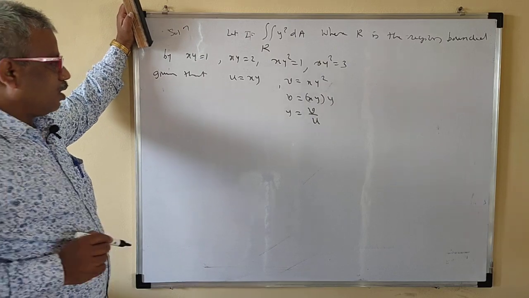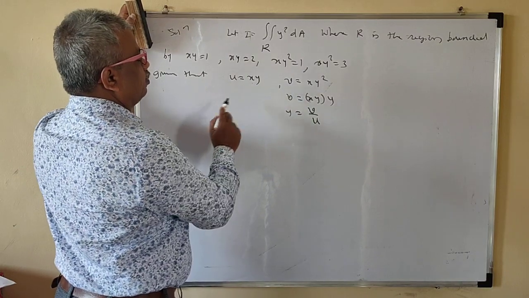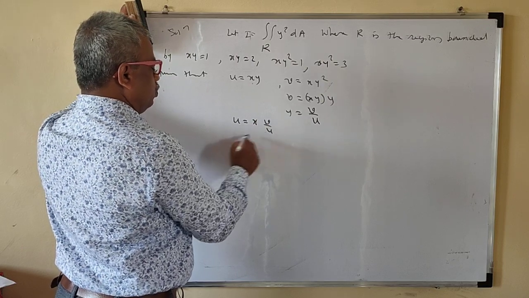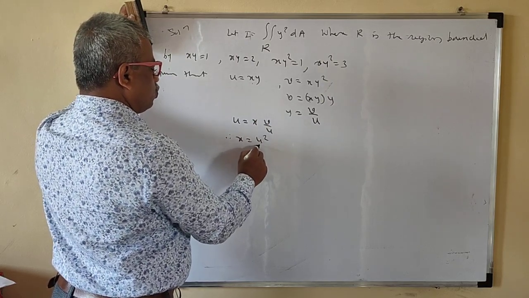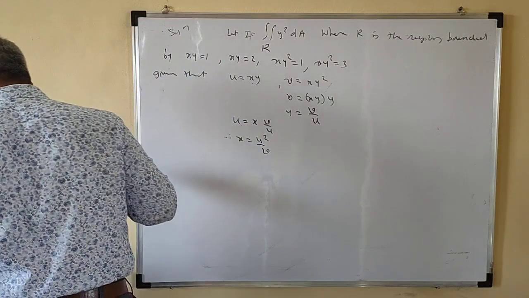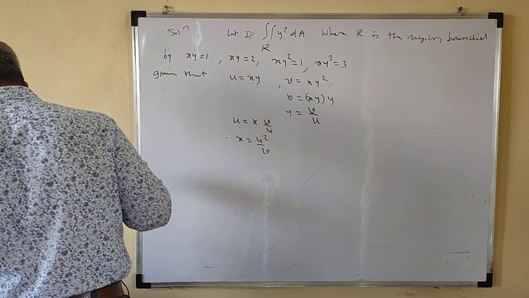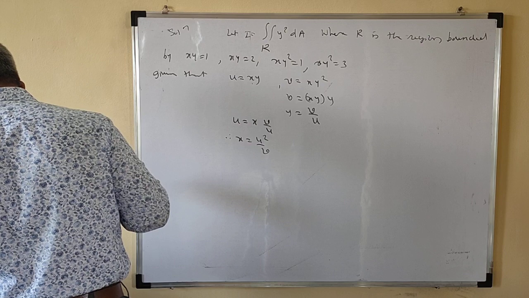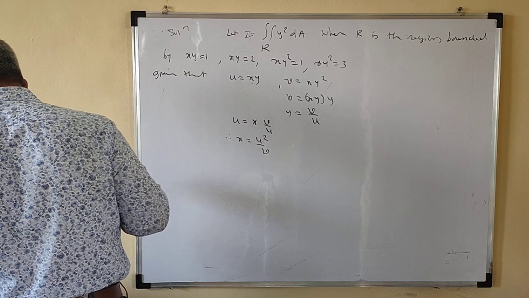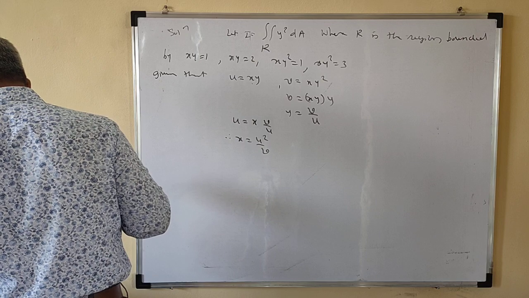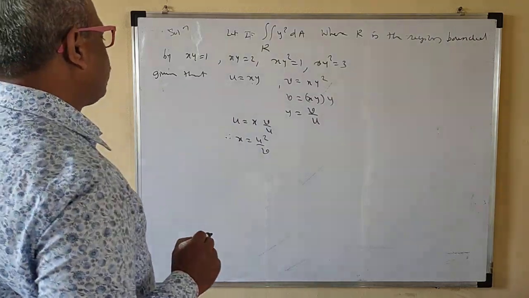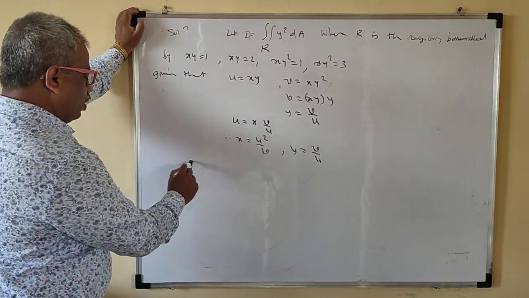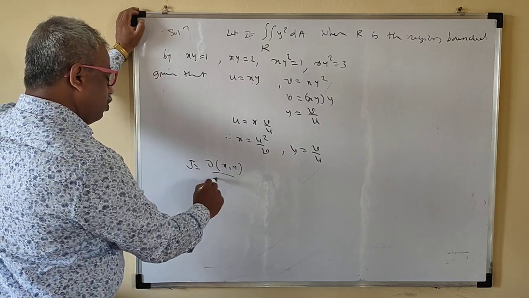Now we'll put this here. So u = x times v by u. Therefore x = u squared by v, and y = v upon u. Okay, so we'll find the Jacobian, ∂(x,y) by ∂(u,v).